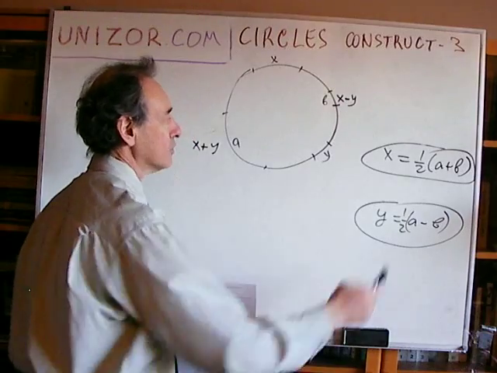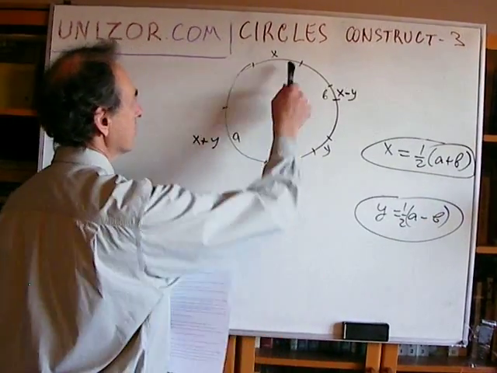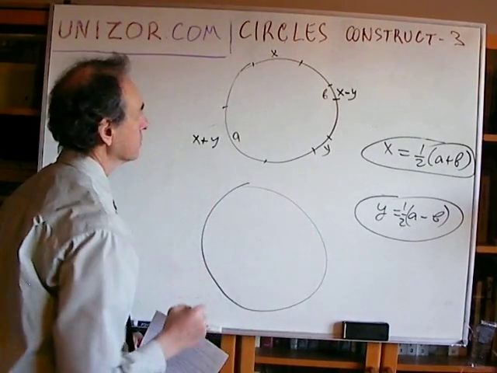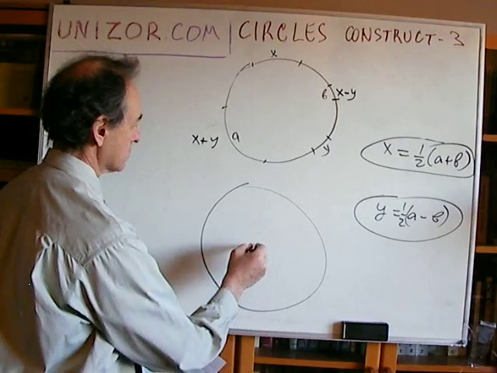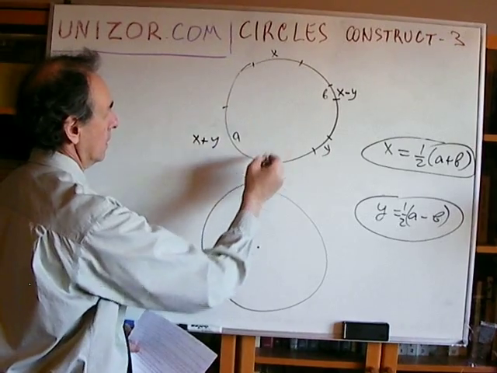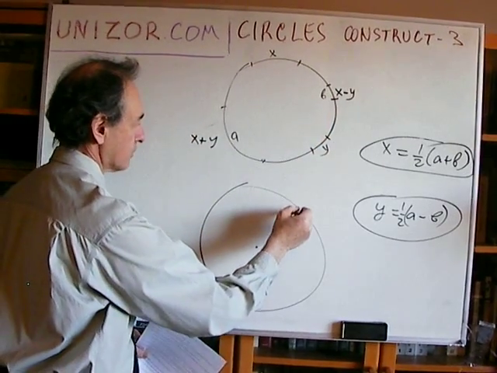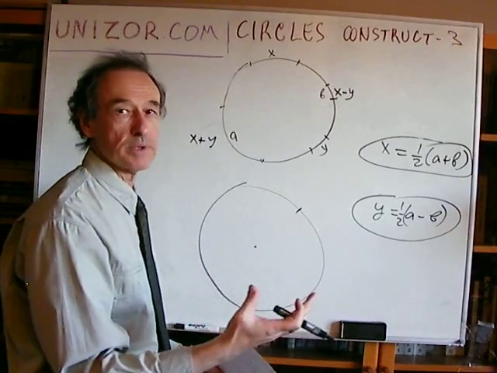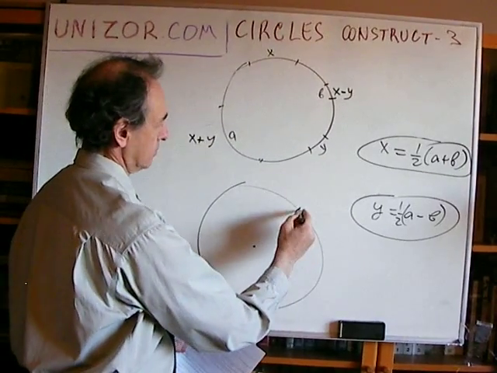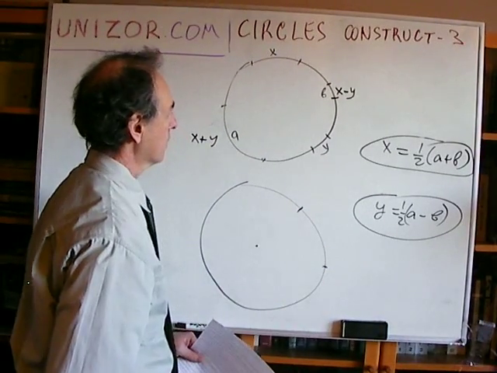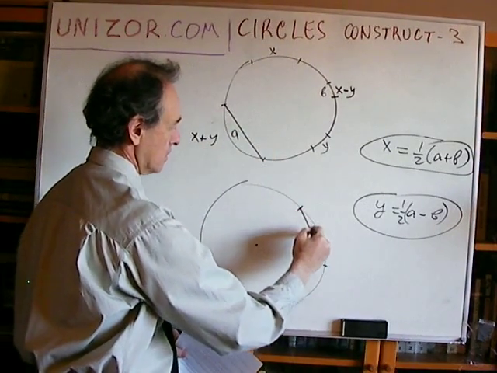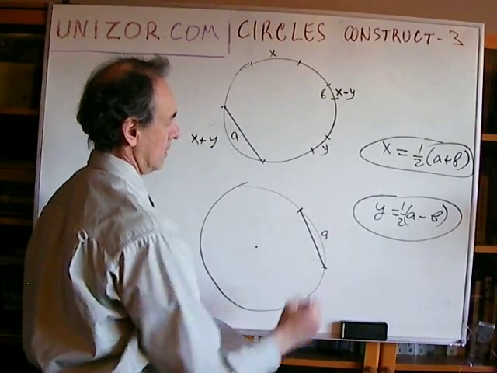Now, how to build 1/2 of A plus B if you know A and B? Let me just draw another circle equal to this one in all respects. Now, this is A and this is B. I start from one point, take a compass, measure this particular chord, and put it here, the same distance. So this chord is equal to this chord, this is also arc A.